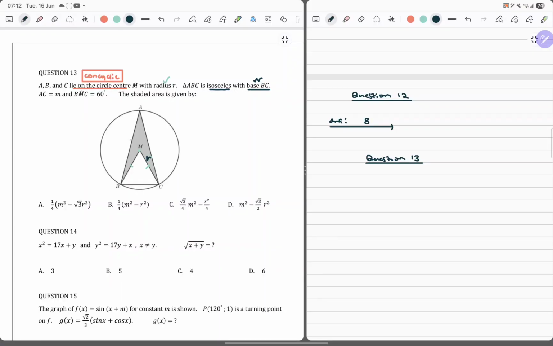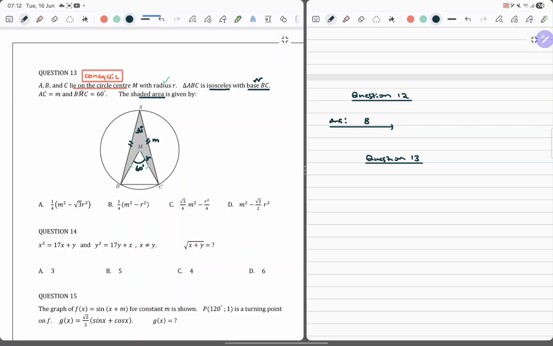So if this is the base, folks, this already confirms that these ones are equal. And we're also told that AC is M. So if AC is M, that means AB will also be M. Now BMC, this is this angle over here. This is 60 degrees. Now obviously from angle at center, 2 times angle at circumference, so this one must be 30 degrees. Right. Cool.